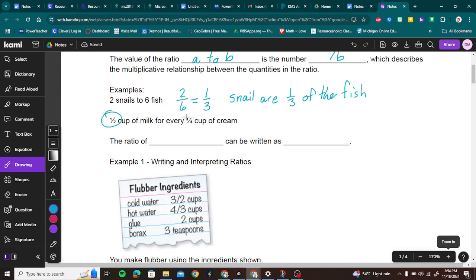Likewise, here we have 1/2 cup milk for every 1/4 cup cream. So that's 1/2 divided by 1/4. If you recall, the inverse of division is multiplication, and the reciprocal of 1/4 is 4. So 1/2 times 4 is 2, meaning the milk is 2 times the cream.